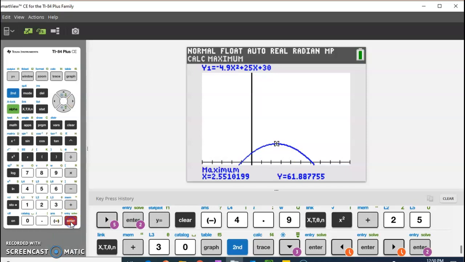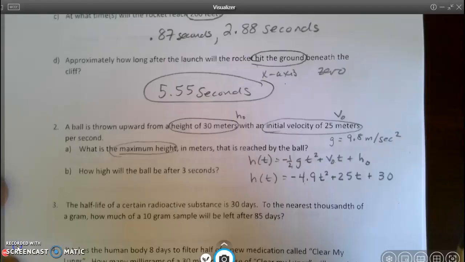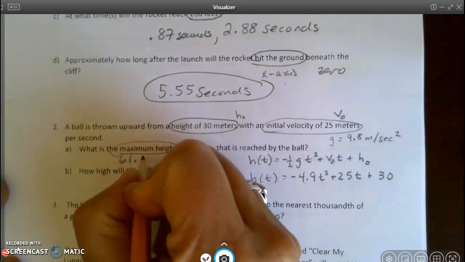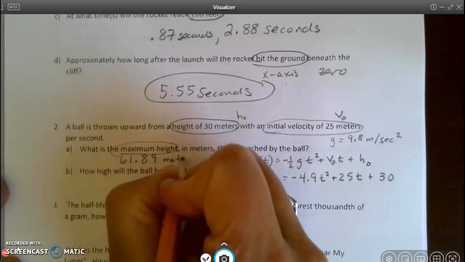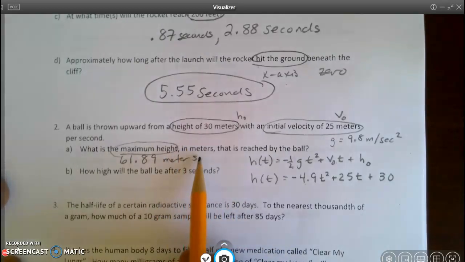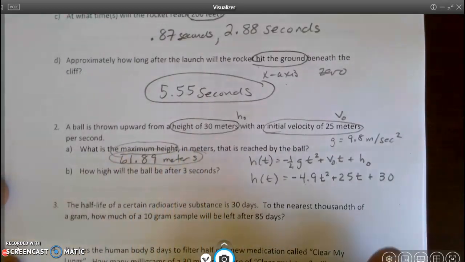Enter, don't worry about the guess. My max height is at 2.55 seconds, and I reach a max height of 61.89 meters. Does it say what to round to? It does not, so I will just go, I guess, with 2 decimal places. So that's 61.89 meters. The time didn't matter. It just asked what the height of the ball would be. So that's the only part of the answer I need to get.